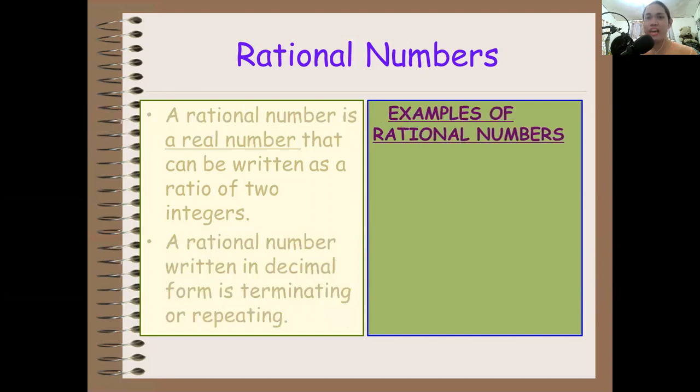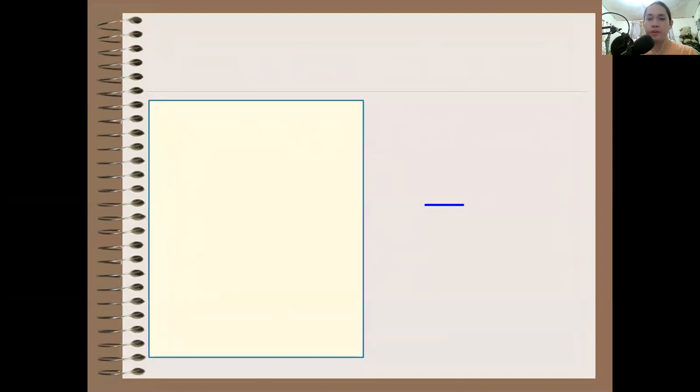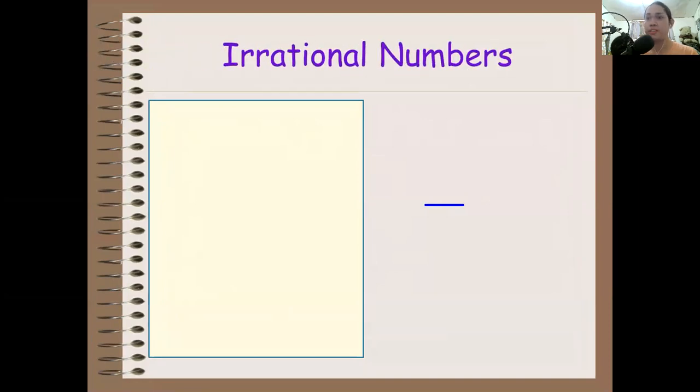Okay? So we have here the examples of rational numbers. We have 16, 1/2, 3.56, -8, 1.333, -3/4. And of course, the next example, or another type of real number, is irrational numbers.